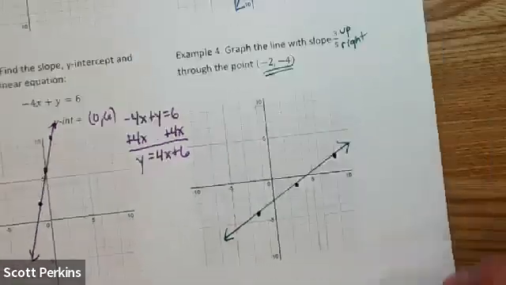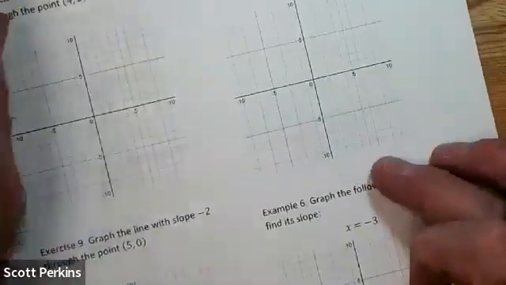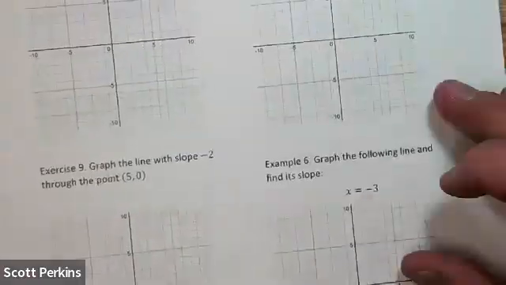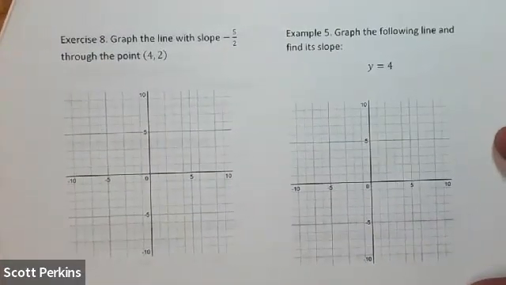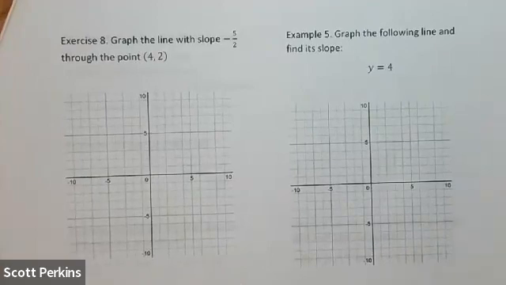Flip the page. I think I've got 2 problems just like that for you. They should go by pretty quickly. I'm going to give you about 30 or 40 seconds for exercise 8 at the top. Graph the line that has the slope -5/2 and goes through the point 4, 2.